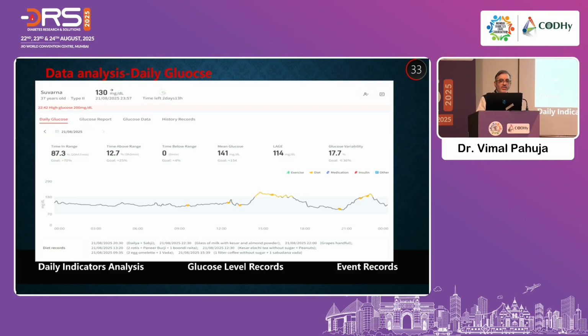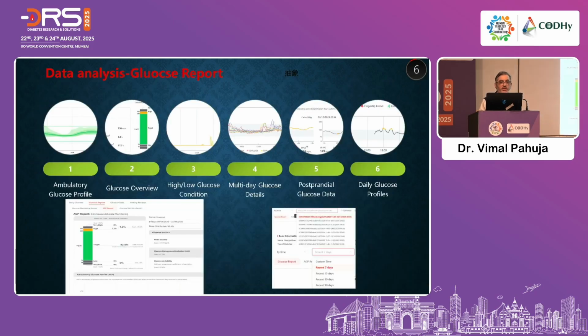This is a daily glucose report, data analysis indicators, glucose level records, and the events that have been recorded by the patient, what she has eaten. Can I have the pointer here? Yes, here, this is the pointer. You can see here, whatever has been eaten, whatever events have been recorded, has been entered by the patient. So you can directly see everything at one glance in this daily analysis, daily glucose report.